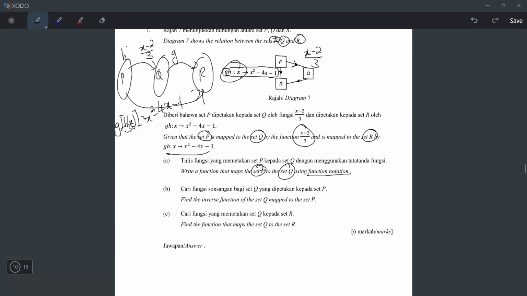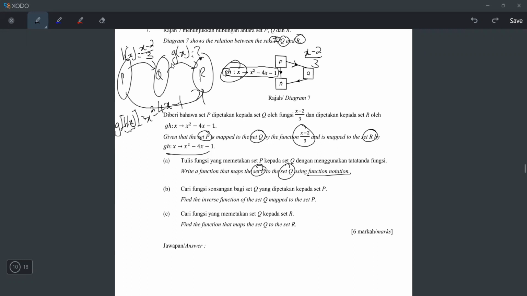It means the h(x) is inside, so the h(x) I have to do first. It means that this (x minus 2) over 3 must be the h(x). And then the function that maps Q to R must be the g(x). But I don't know this one, because the question never tells me. But actually we can find it, because I have this and this already, so I can find it.